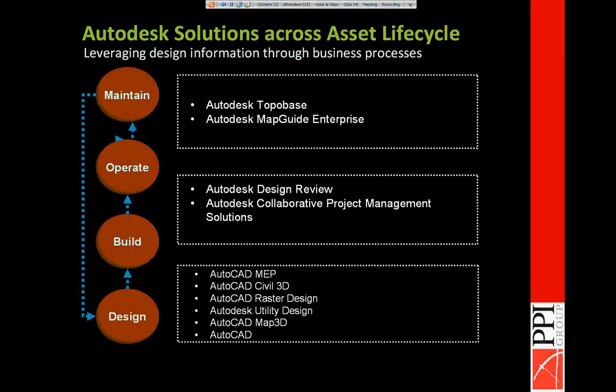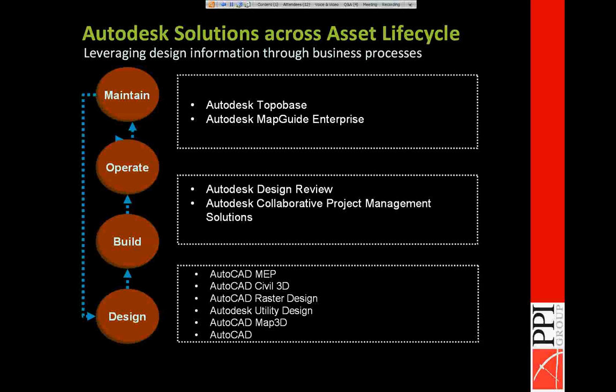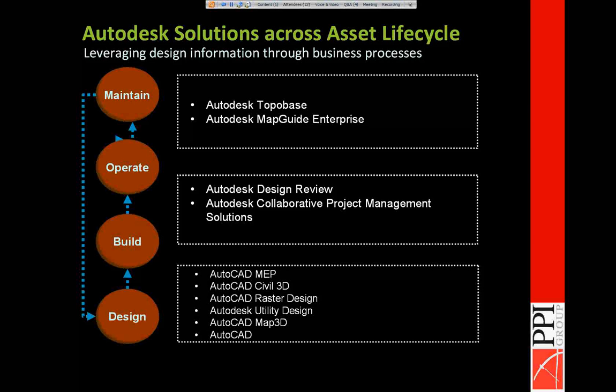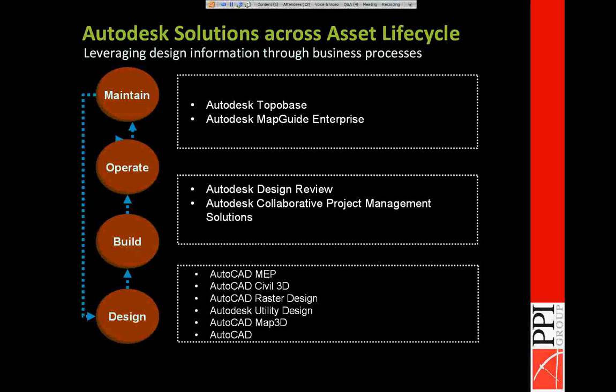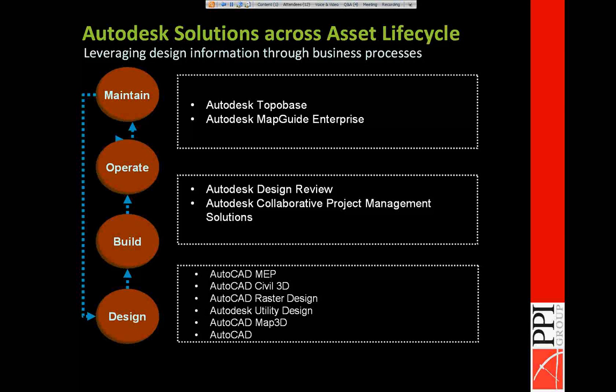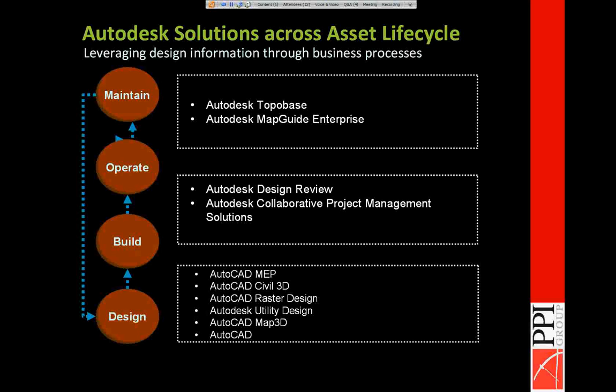So what Autodesk products fit into this group? This next slide shows us that in the design phase, you've got the usual suspects. You've got AutoCAD, you've got Map, Civil 3D, MEP. Those are the applications you really use in the design phase. When it's time to build and operate, you need to share that information out. There's collaborative tools through project management, Buzzsaw sites, design review, things like that.